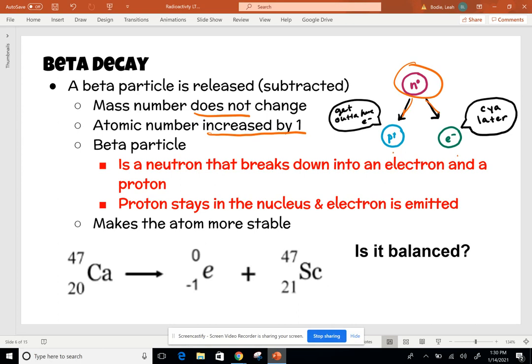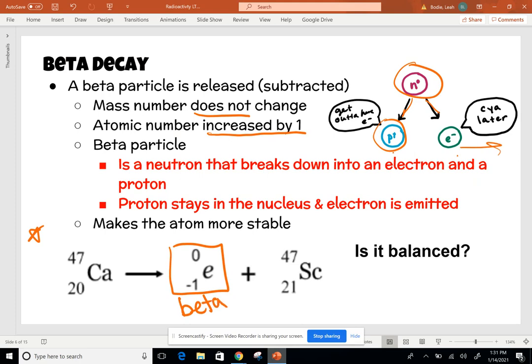So what happens is our proton here is going to stay in the nucleus, but our electron is going to leave. So it's going to be emitted. And so what that does is it makes the atom more stable. So let's look at our example equation down here now. So we have calcium 47. And so calcium 47, that isotope is about to undergo beta decay. And we can see that here by seeing our beta particle.